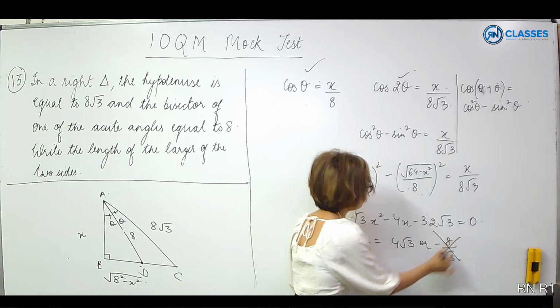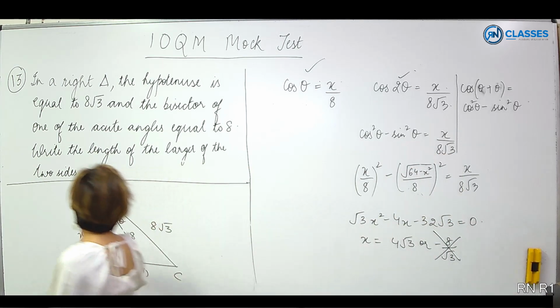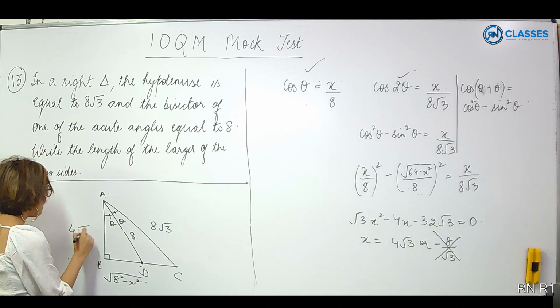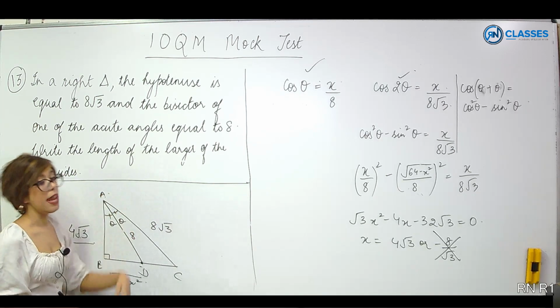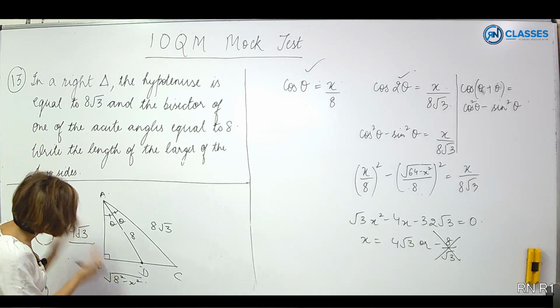Obviously, this will be rejected because side lengths cannot be negative. Right? So, x turns out to be 4 root 3. Mind it, I need to write the larger of the two. Anyways, it's an integer type, right? This is not an integer answer. So that means I need to find BC.